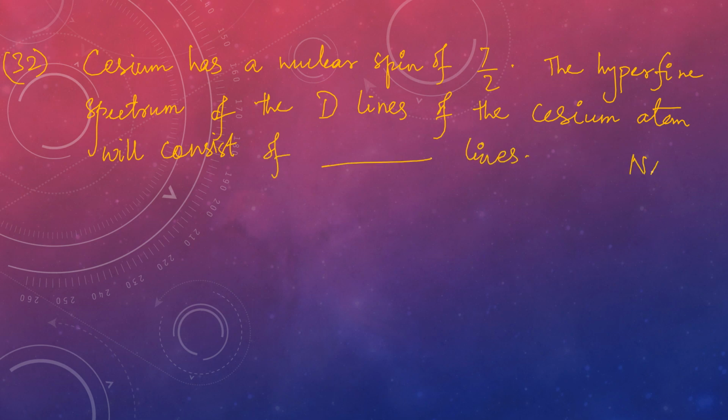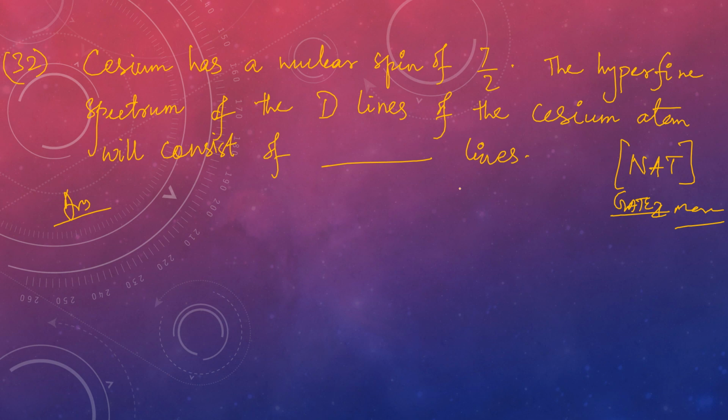This is a NAT type question in GATE, 1 mark or 2 marks, whatever. Cesium has a nuclear spin of 7 by 2. Read the question once. Try to do it yourself first. The hyperfine spectrum of the D lines of the cesium atom will consist of.